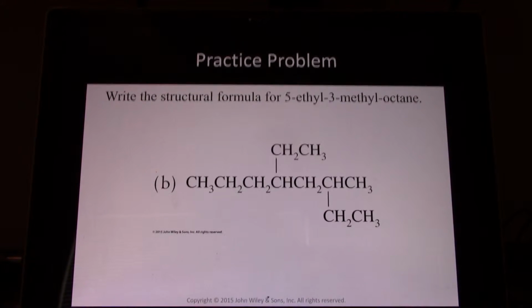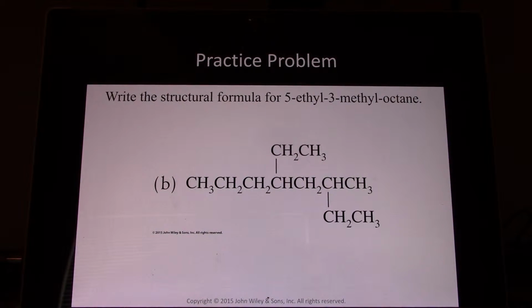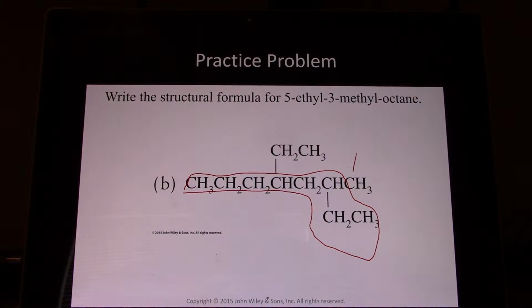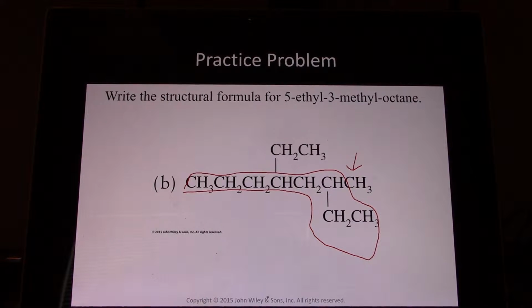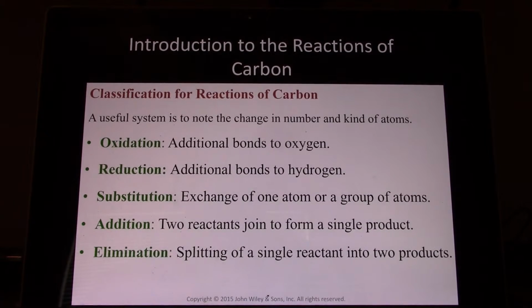5-ethyl-3-methyloctane. We first draw the backbone. 1, 2, 3, 4, 5, 6, 7, 8. So our backbone is there. And it's 3-methyl: 1, 2, 3. Here's the methyl group coming off of carbon 3. And 5-ethyl. Here's the ethyl group coming off of carbon 5.